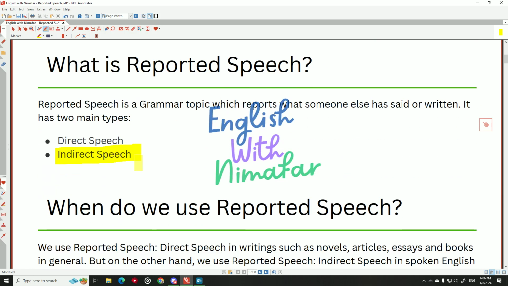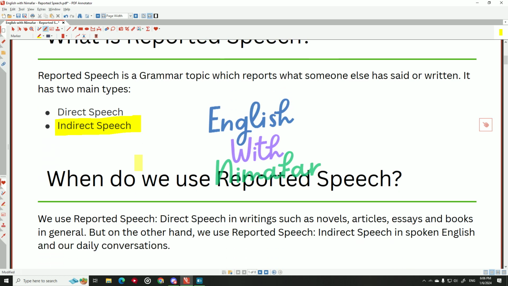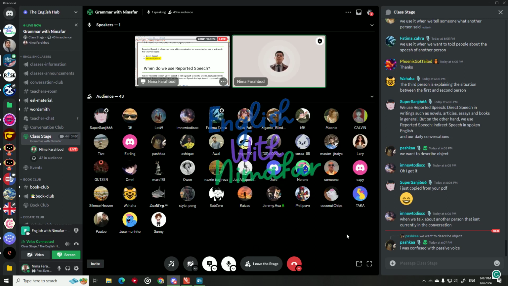So when do we use reported speech? We use the direct one in writing such as novels, articles, essays, and books in general. But on the other hand, we use reported speech, indirect speech, in spoken English and our daily conversation, just like what our friend said. Passive, no.